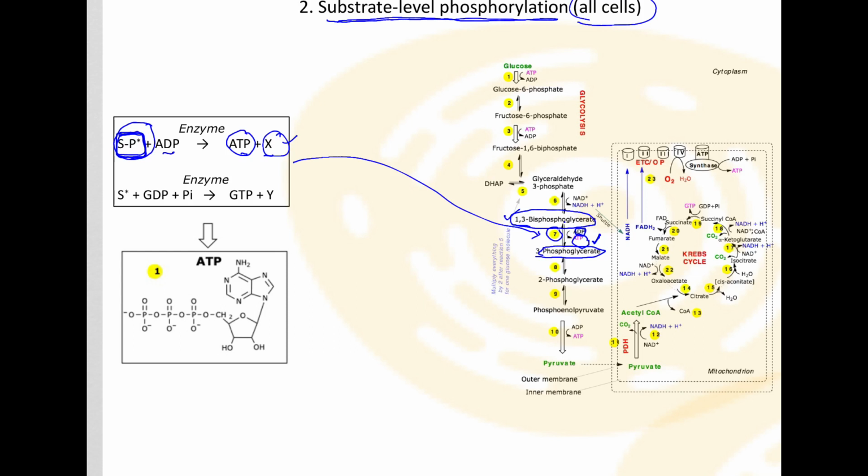So the point here is the energy is coming not from oxygen, as in the previous case in oxidative phosphorylation. Here the energy is coming from the substrate, from a high energy substrate.